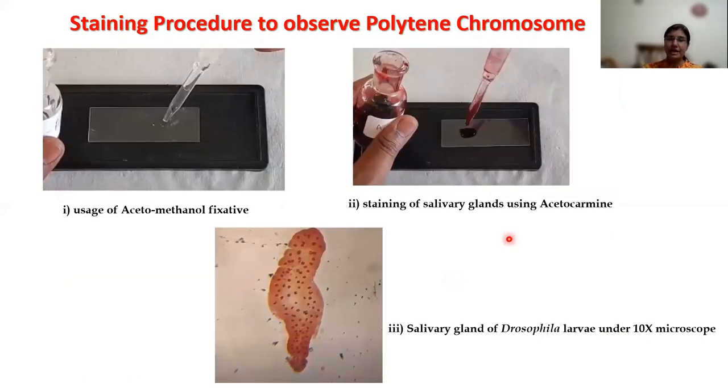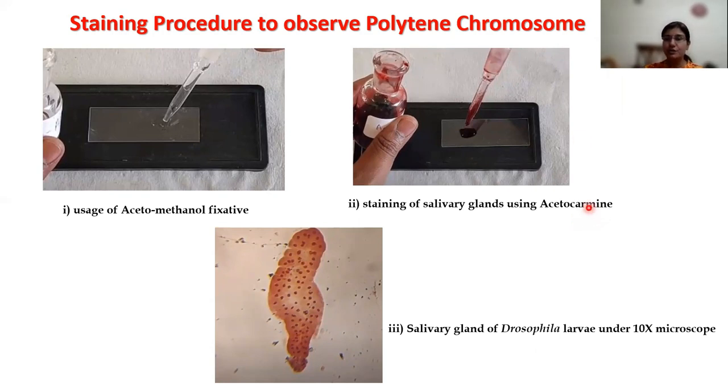So after the extraction of the salivary glands, we are going to perform the staining procedures. After cleaning the salivary glands, we fix the tissue in a fixative. Here, the fixative we are using is aceto-methanol. After fixation for about 1 minute, we put 2 to 3 drops of acetocarmine stain for the staining purpose, and we do not let our slide dry. If we observe that our slide is drying, we put more stain. So drying should not happen.